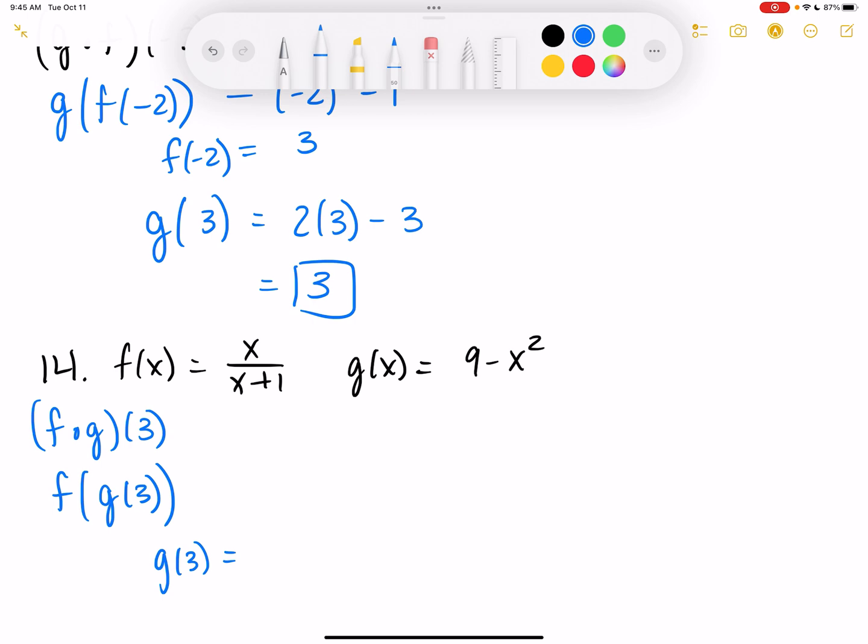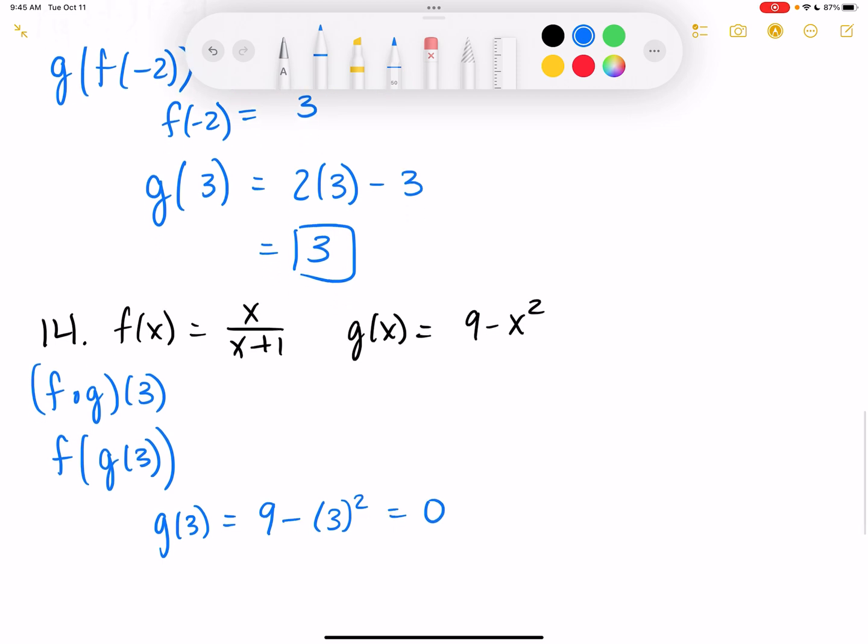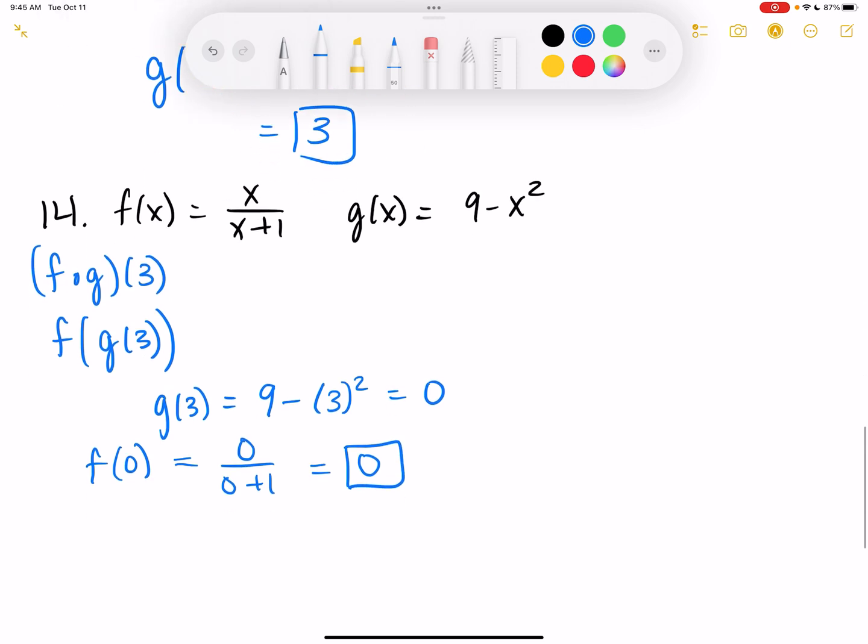So g of 3 would be equal to what? 0. Okay, because it's 9 minus 3 squared, which is going to be 0. So then now I do f of 0. So I'm going to plug in 0 for x. So I have 0 over 0 plus 1, which is going to be what? 0. That was easy.